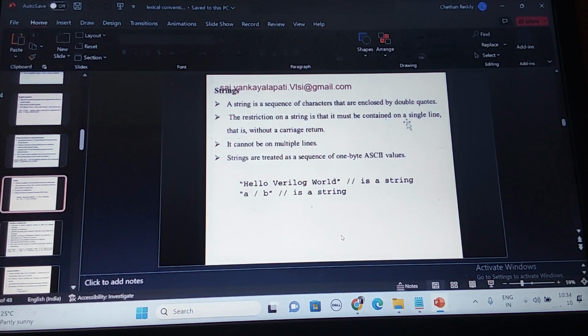The restriction on a string is that it must be contained in a single line. Okay. So it cannot span multiple lines. Strings are treated as a sequence of 1 byte characters. Each character will be treated as 1 byte. What is 1 byte equivalent to, how many bits? 8 bits. 1 byte is equivalent to 8 bits. ASCII value. So what is ASCII? It is nothing but American Standard Code for Information Interchange. Each character is treated as how many bytes? 1 byte. 1 byte is equivalent to 8 bits. What are ASCII numbers? The alphabets and special characters we use on the keyboard, all these will be encoded in what? ASCII value. Correct. What is the ASCII value for the capital letter A? Capital letter A.